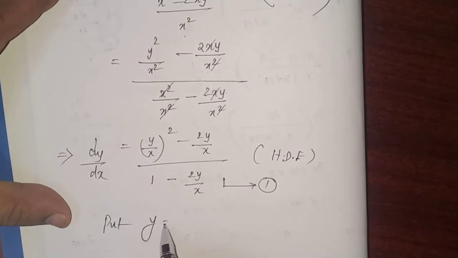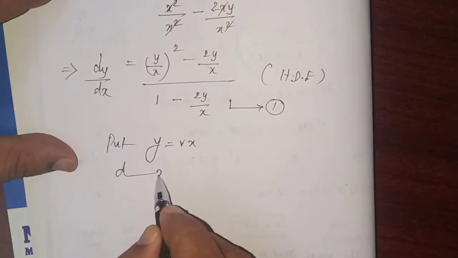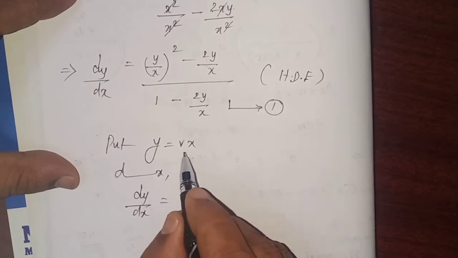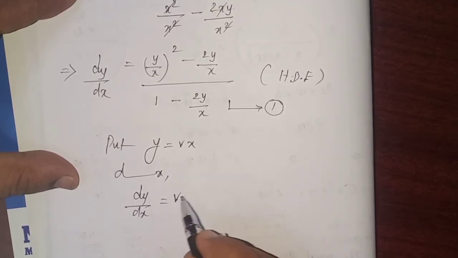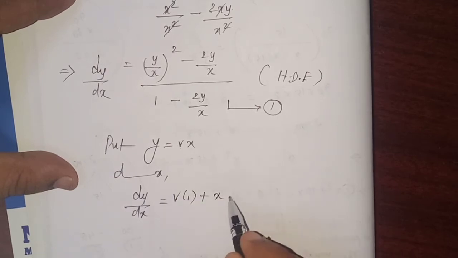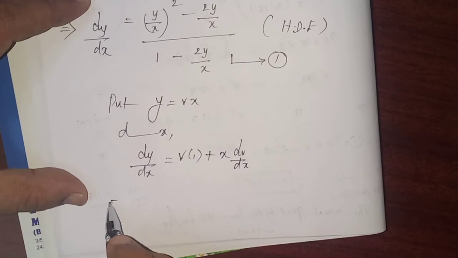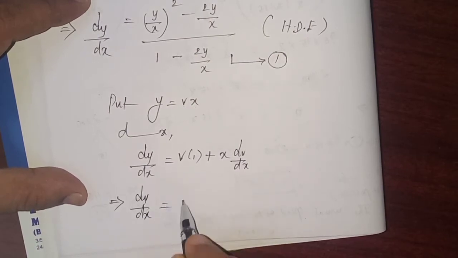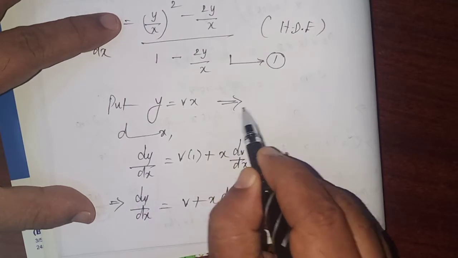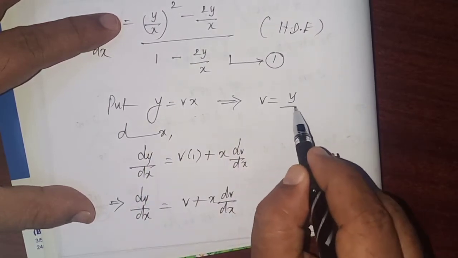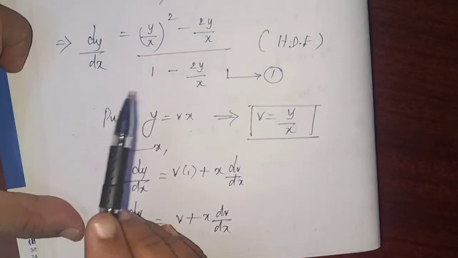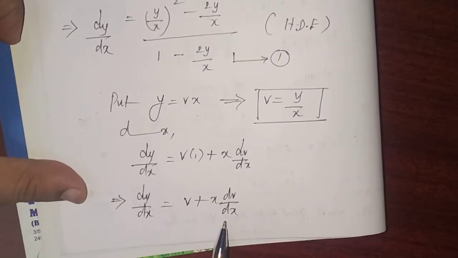You have to consider y equals vx, differentiate with respect to x, y with respect to x is dy by dx. Then the uv method, in the uv method the first one v as it is, differentiation of x with respect to x is 1, and x as it is, differentiation of v with respect to x is dv by dx, which implies dy by dx equals v into 1, v, plus x into dv by dx. y equal to vx means you can write v equal to y by x. Now equation 1 implies dy by dx, this dy by dx can be replaced by v plus x into dv by dx.